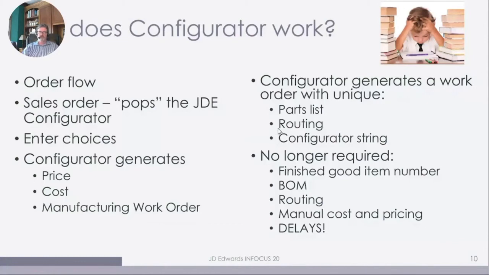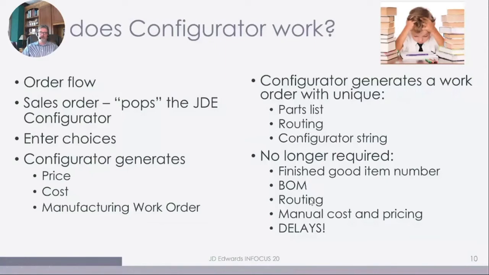So we put in labor and machine time on the routing, but the configurator, like Joel said, it's like artificial intelligence. It's dynamically building that list of parts, and it's dynamically building that routing based on the choices that are made on the configurator screen. And what comes out of that, you don't need a finished good item number anymore. I'm going to back up to this configurator string. You don't need a finished good item number anymore. You don't need a bill. You don't need a routing.